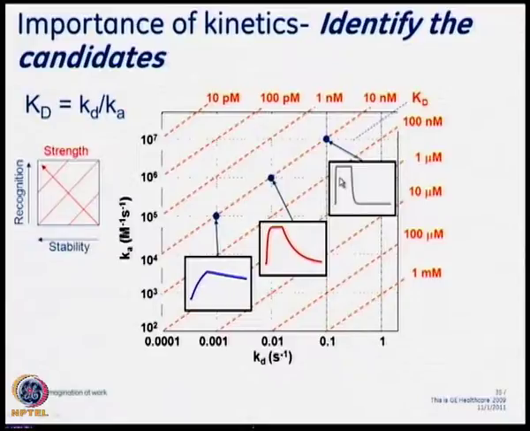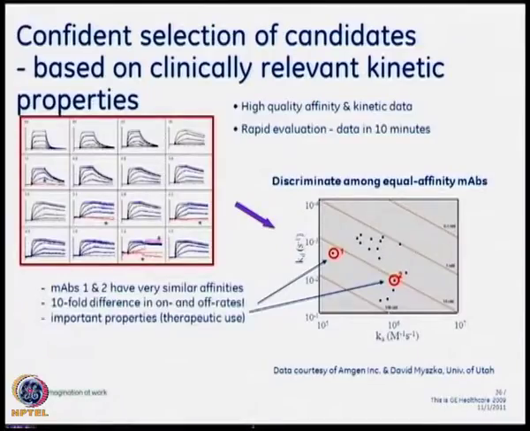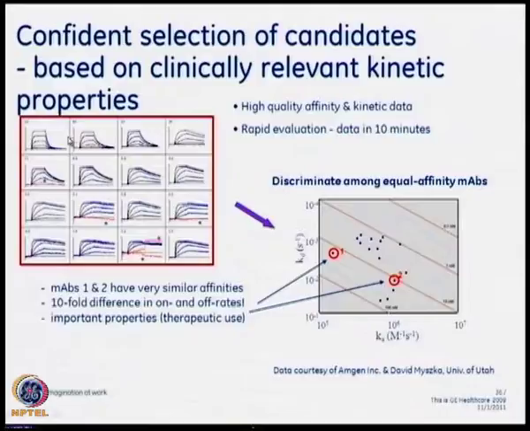Now here is a real life example in the next slide which I show you, which is a publication from Amgen and from David Mishka of University of Utah, where actually Amgen uses this data directly to do their clone selection. So they're actually doing selection of clones for MABs. And if you look at this, clone number 1 and clone number 2 have similar affinities, but if you look at their on rate and off rate, there's a tenfold difference. So if you look at these two clones, for example, which clone should they go for?